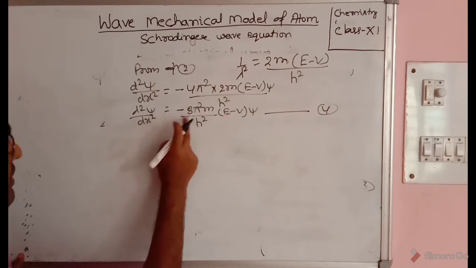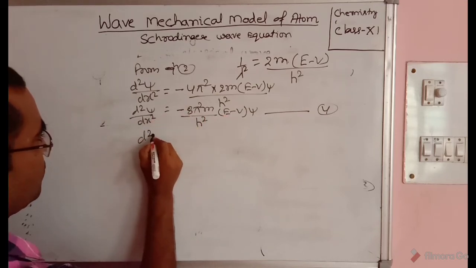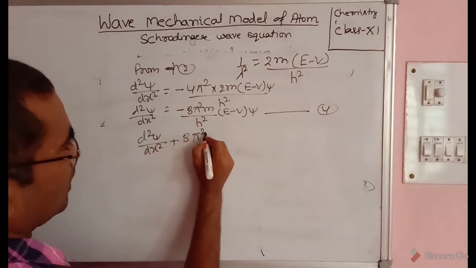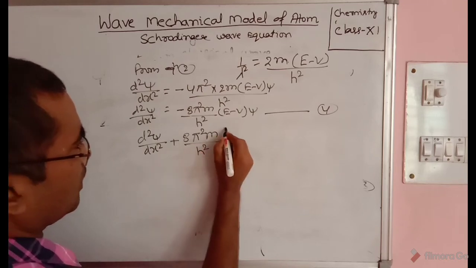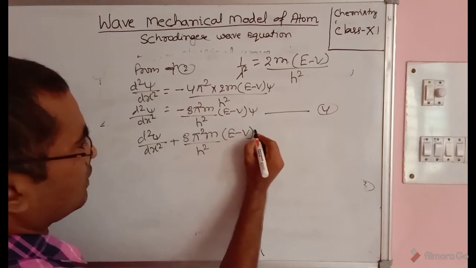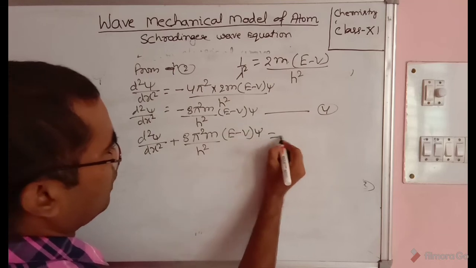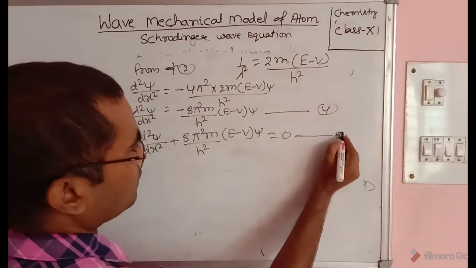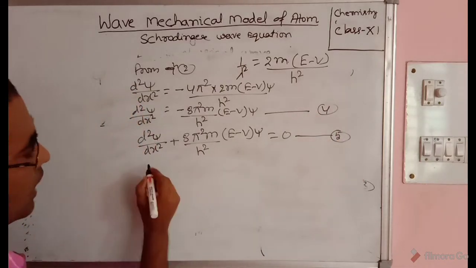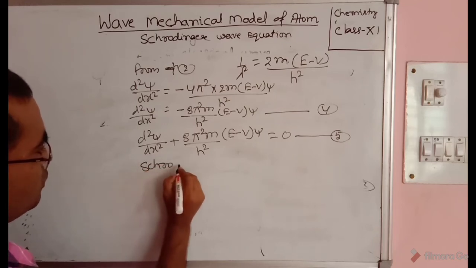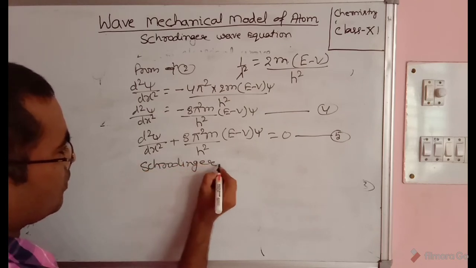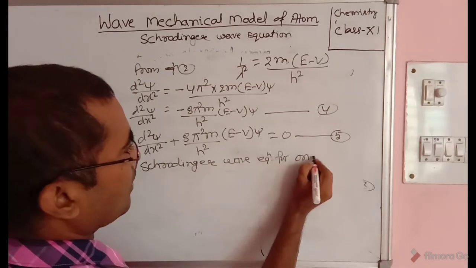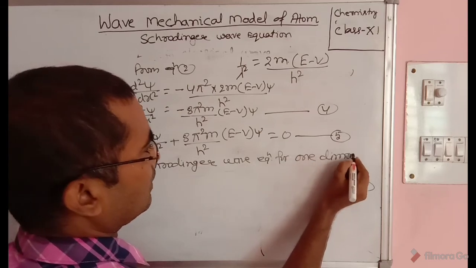Shifting the minus sign, you can write d square psi by dx square plus 8 pi square m by h square into E minus V into psi equal to 0. This equation, equation 5, is known as the Schrodinger wave equation for a one-dimensional box.